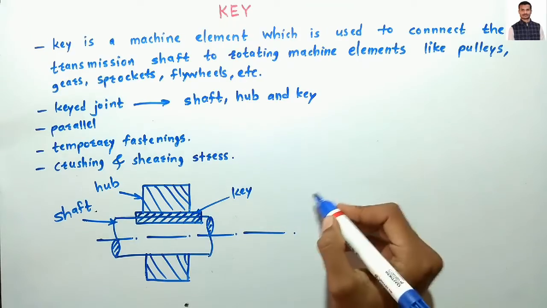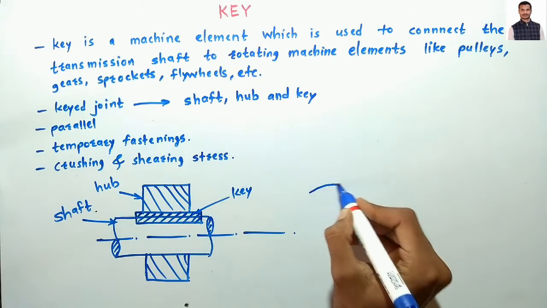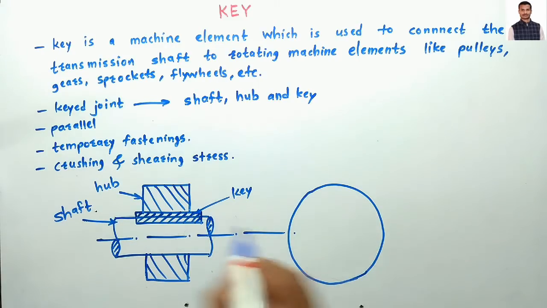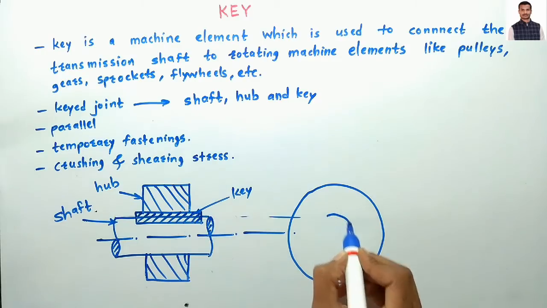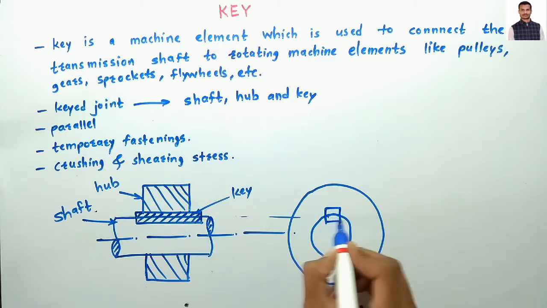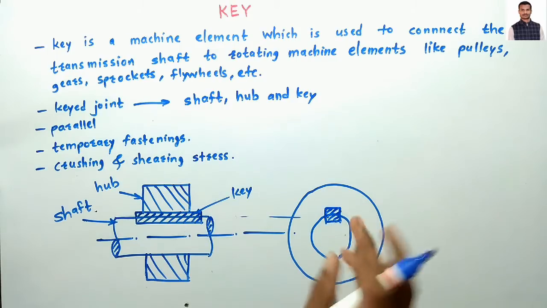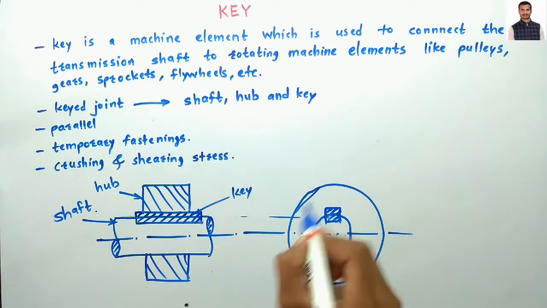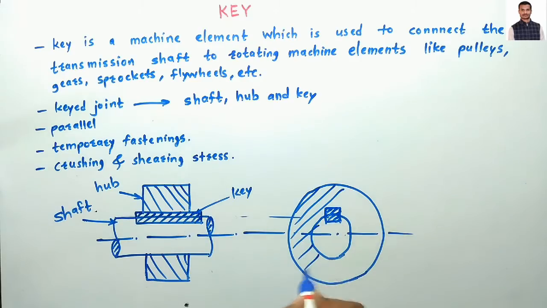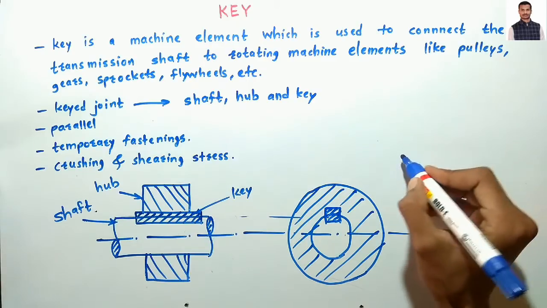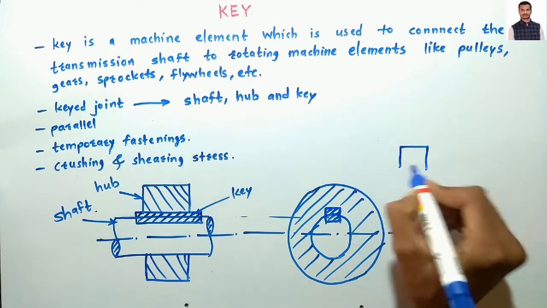From the side it looks like this. So this is the side view. This is hub. This is shaft and this is key. It is half in hub and half in shaft. This is the side view.